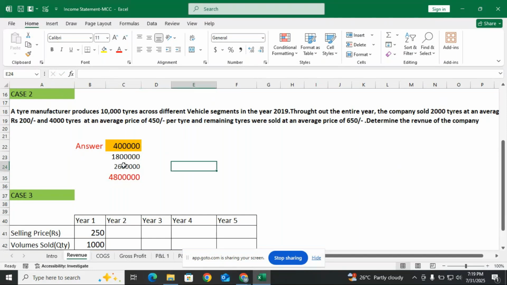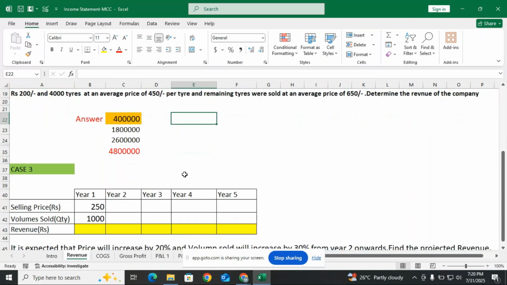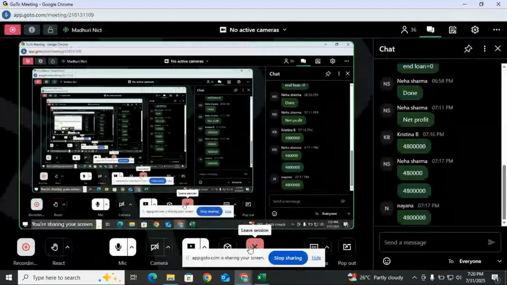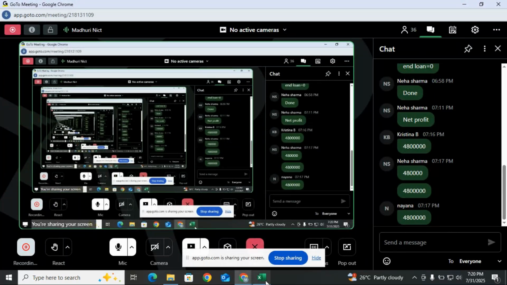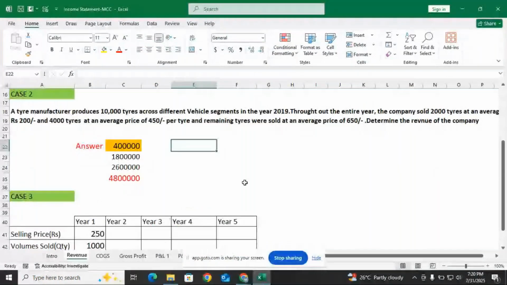Okay. This is the answer you may have got. You should get it, in case you have not got it. If you have got it, super. So if you have got the same answer, fine. I will go for case 3.